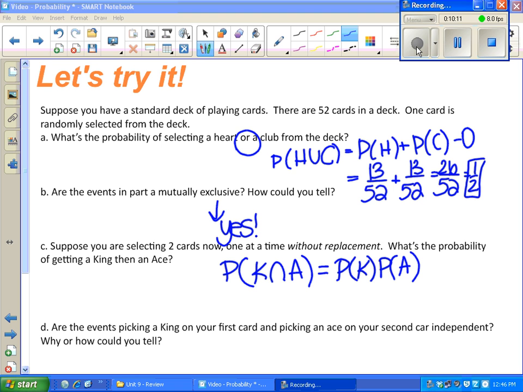Okay, hopefully the video is still working. I cut out there for a second. All right, suppose you are selecting 2 cards now, one at a time, is where we left off, without replacement. What's the probability of getting a king, then an ace?